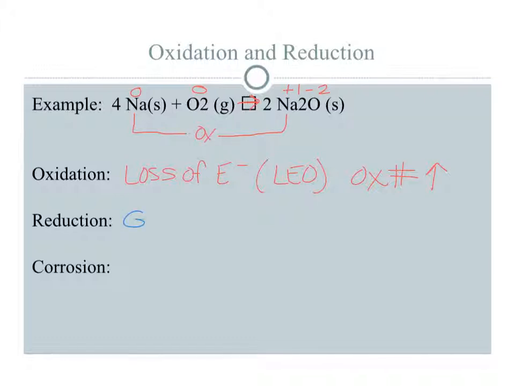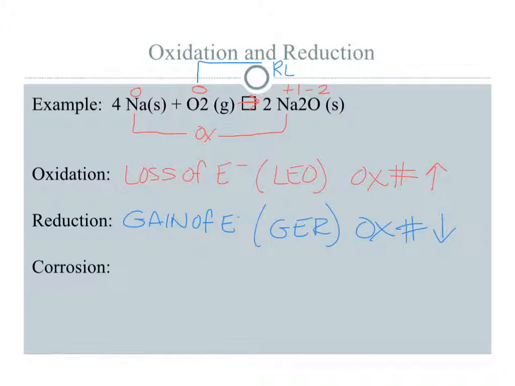Reduction is the gain of electrons. So remember, gain of electrons is reduction, and my oxidation number is going to decrease because when I gain electrons, I become more negative. So that would be my oxygen, going from 0 to -2. And corrosion in general, which is we see a lot of oxidation reduction reactions involving metal with its environment.